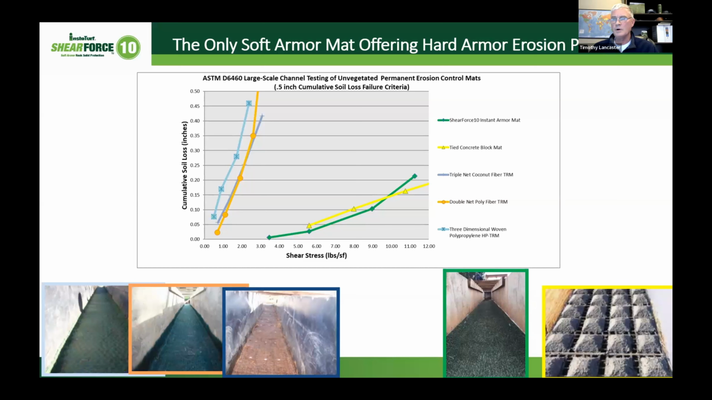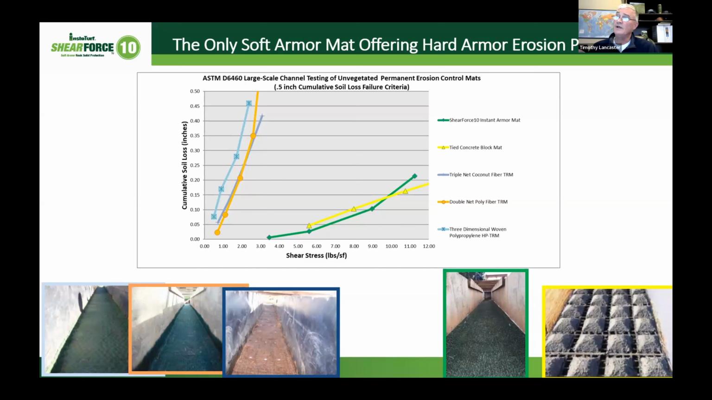So once your material loses an average of a half-inch of soil from the bed of that channel under the 4 separate flow events that are run on it, it's considered failed, and that becomes your permissible shear stress or permissible velocity for the material.